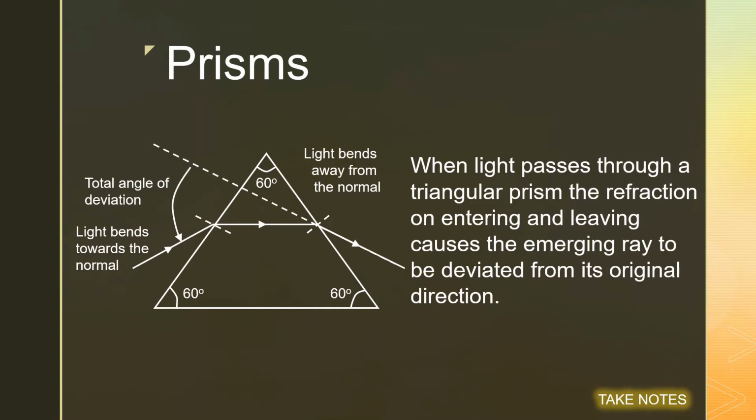So when light passes through a triangular prism, the refraction on entering and leaving causes the emerging ray to be deviated from its original direction.